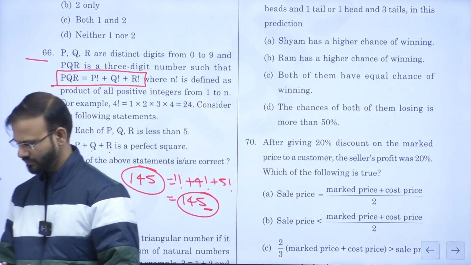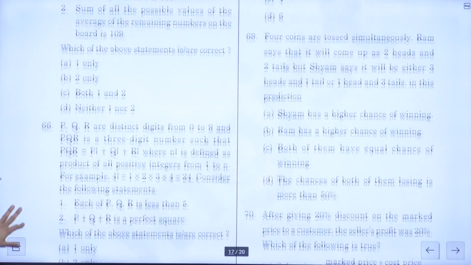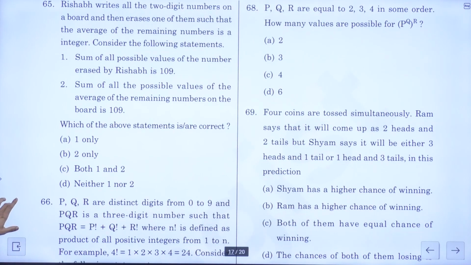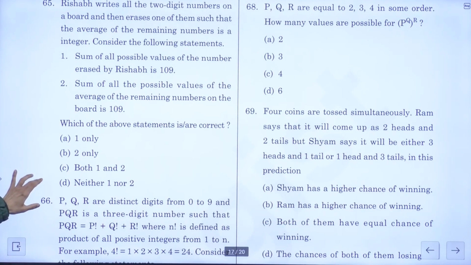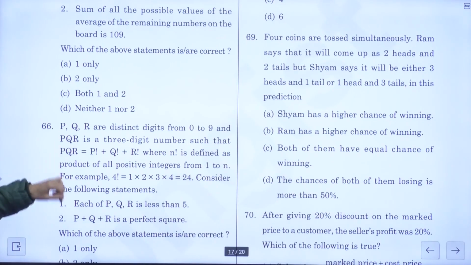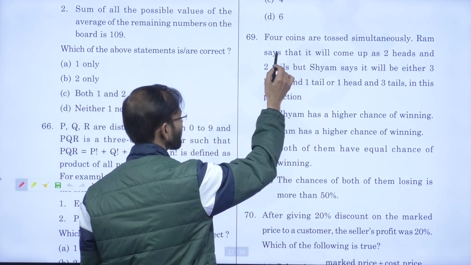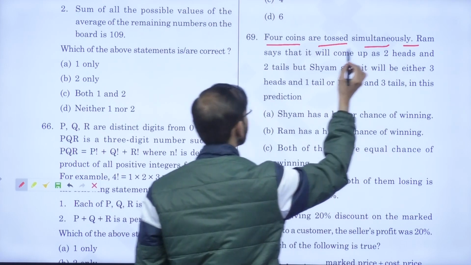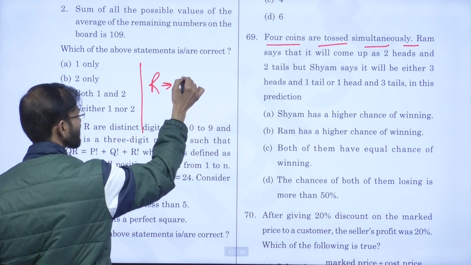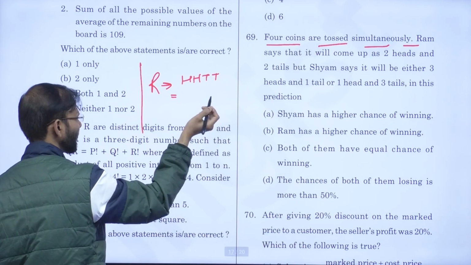Anyways, okay guys, after that there is a probability question. Question number 69. Four coins are tossed simultaneously. Ram says it will come as 2 heads and 2 tails. So guys, what is the probability of Ram's winning?